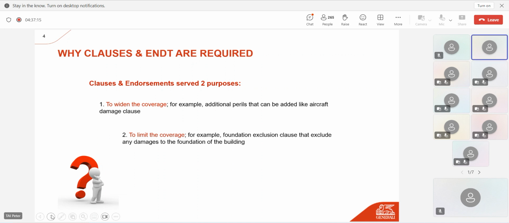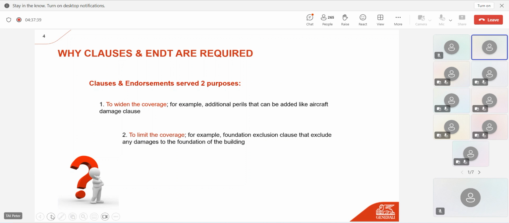Okay. The moment you have to widen the coverage, chances are you have to pay more premium. That is the law. That is the rule. The Chinese say 一分钱一分货, meaning one unit of money, one unit of item. So basically, the more you pay, the more coverage you have. Okay. So that's what it means.